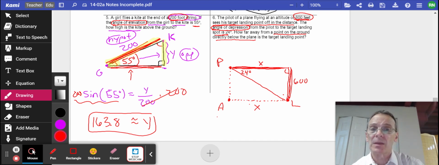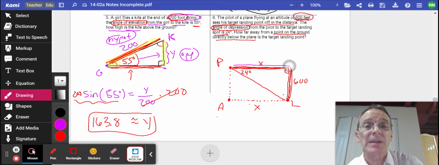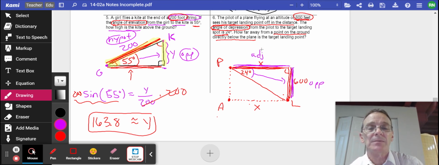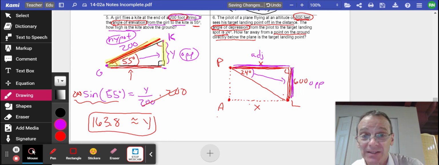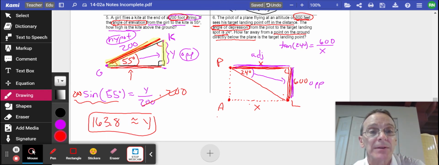But now that we've got it set up properly, what is the trig? We're looking for this side. We know this side. We know this angle. From this angle's point of view, 600 is the opposite. The X is the adjacent. Tangent is what connects opposite and adjacent. Tangent of 24 degrees equals the opposite, which is 600, divided by the adjacent, which we don't know. Oh, there's that pain of algebra again.